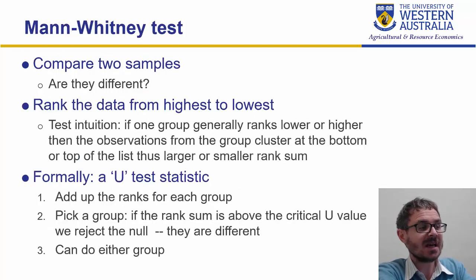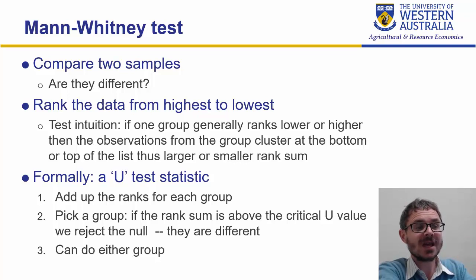So for our Mann-Whitney test, with two samples, we want to know, are they different? What do we do? We rank the data from highest to lowest. If all of one group clusters at one end of the rank order, and the other group clusters at the other end of the rank order, that is a sign that there are differences in the groups.